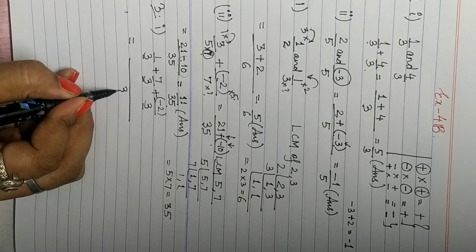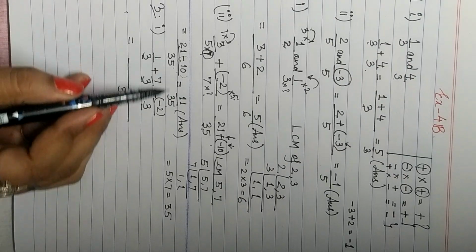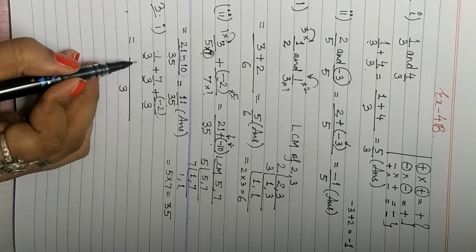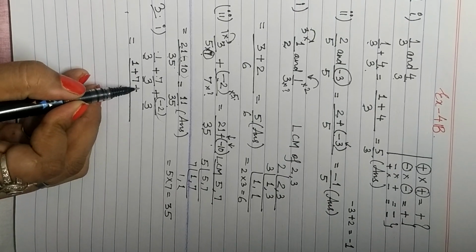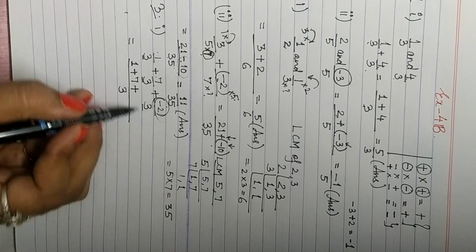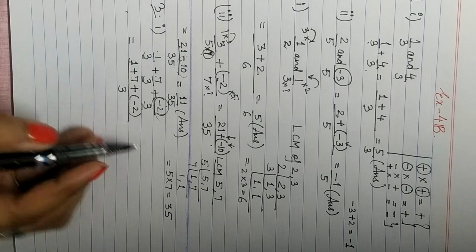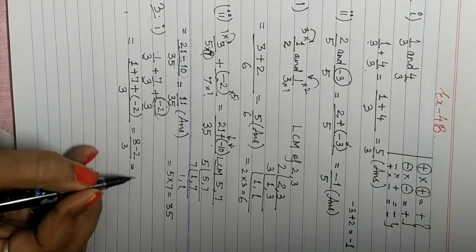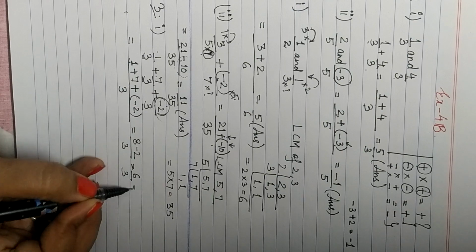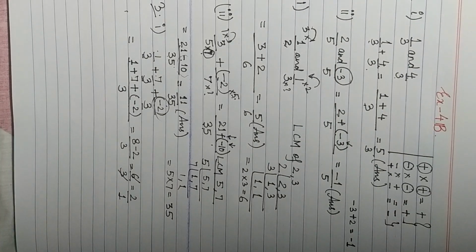So keeping the denominator 3, now we'll just add on whatever is there in the numerator. We have 1 in the numerator, plus we have 7 in the numerator, plus we have minus 2 in the numerator, which will be written in the bracket. 7 plus 1 will give you 8. 8 minus 2 upon 3, that is 6 upon 3, which is equal to 2, or you can write it as 2 upon 1 in a simplest form.